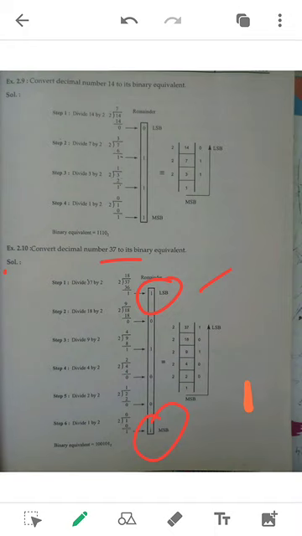So finally we get the number 1 1 0 0 1 0 1. So this is the binary equivalent of the decimal number 37. Okay, so this is one example of how to convert from one form to another form.